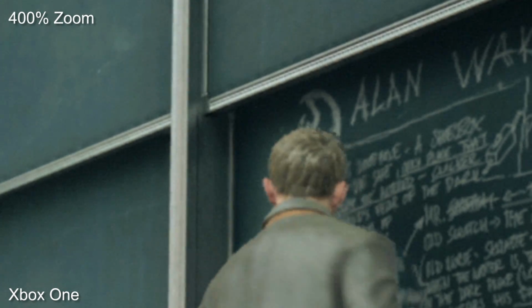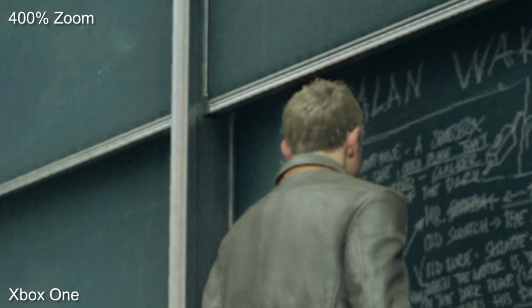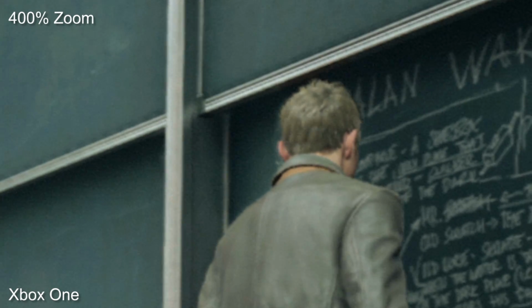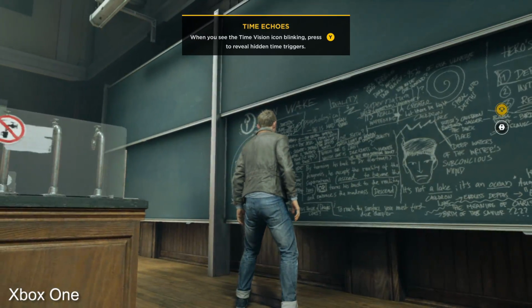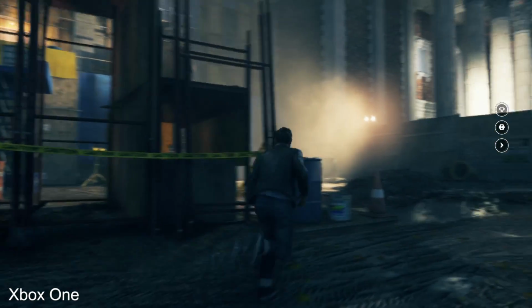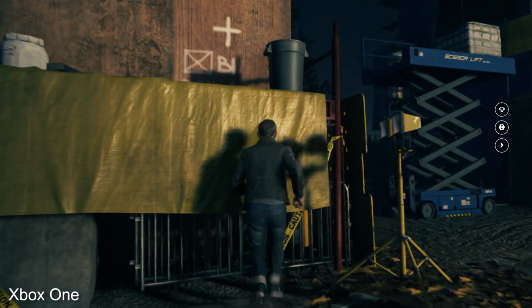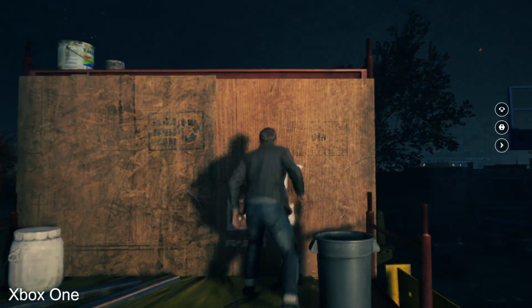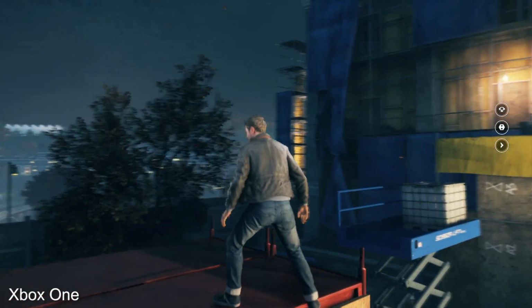Yeah, I think in practice it looks like a 720p image. So long as the camera's moving you do see that softness, but there's a lot going on behind the scenes too. There's some really impressive technology in Quantum Break, and I don't think resolution necessarily defines the quality of the image here. Similar to Alan Wake actually.